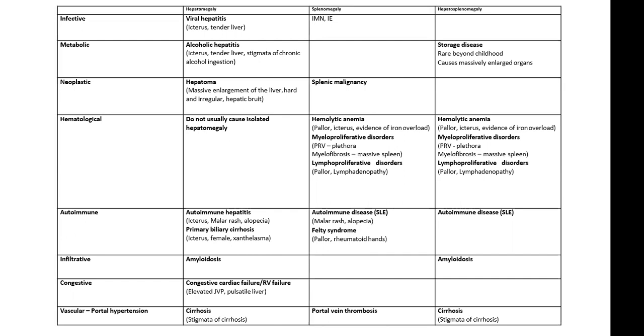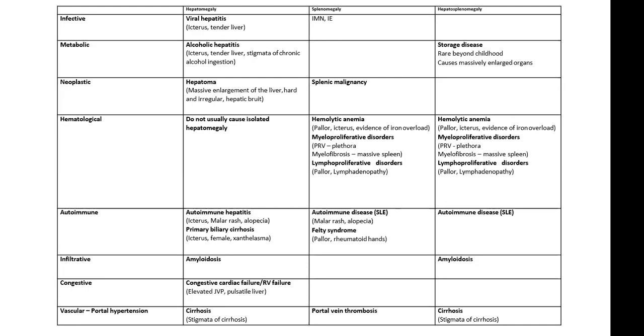Then splenomegaly can be due to infections like endocarditis and EBV. You get a very small, tender, soft spleen in infective causes of splenomegaly. We'll share this slide so you can remember it. Splenic lymphoma can also cause splenomegaly, and it can cause a massive spleen.